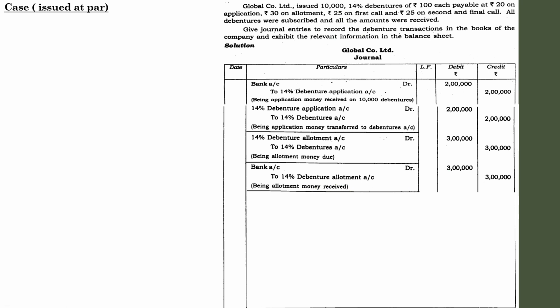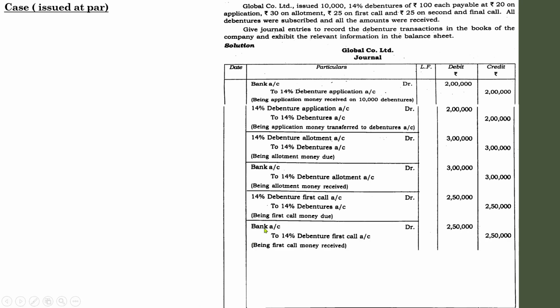Next is the first call. You have to pass the due entry. 14% debenture first call account debit to 14% debentures, being first call money due. The amount is 25 into 10,000, so it will be 2,50,000, being first call money due. Next is the payment entry. Bank account debit to 14% debenture first call, 25 into 10,000, 2,50,000, being first call money received.